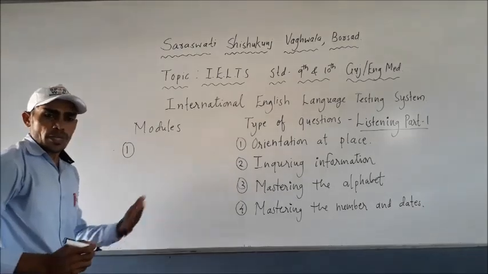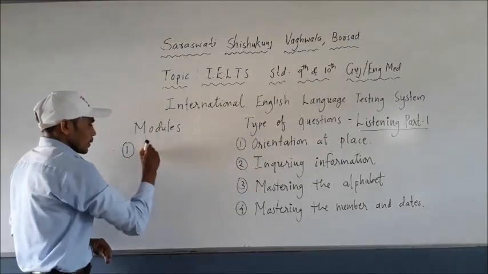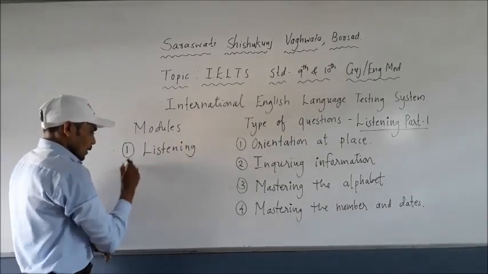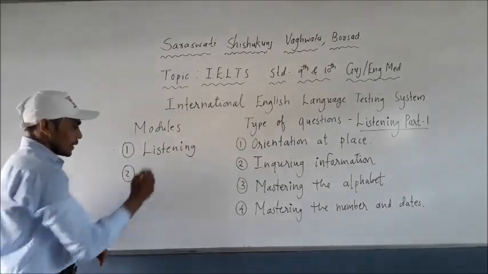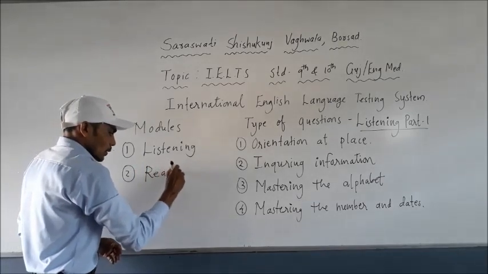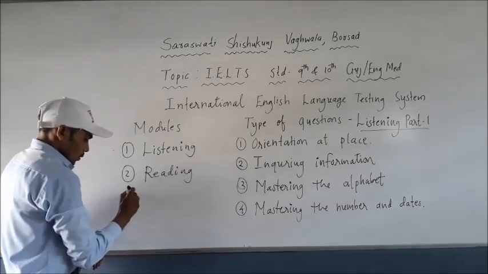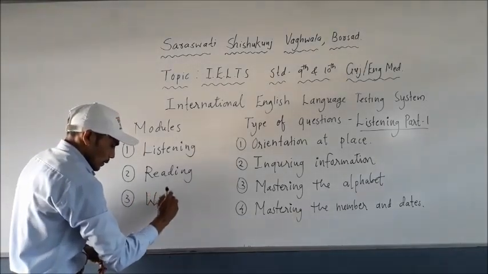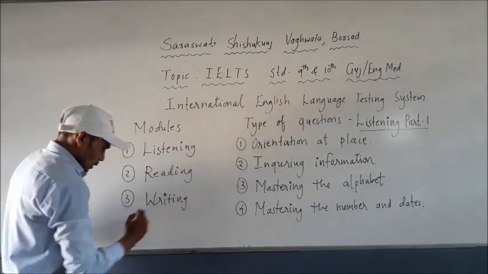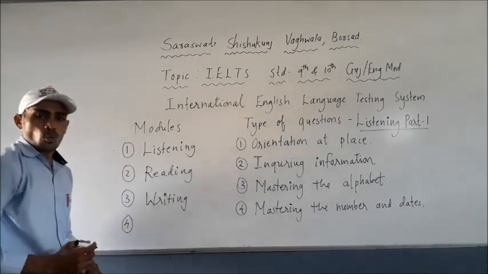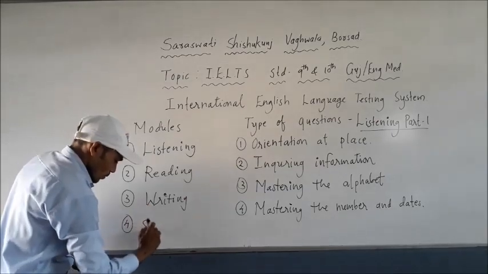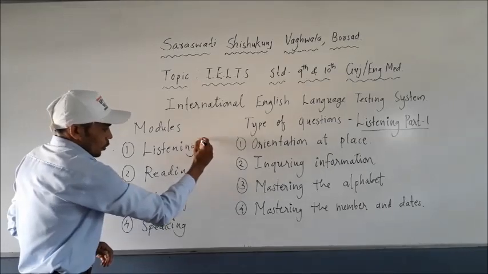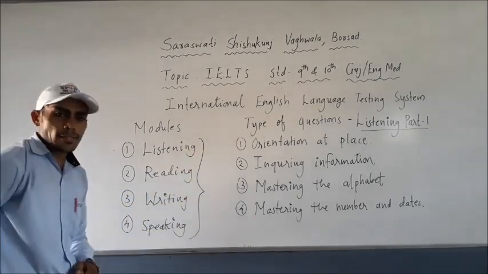The first module we have, that is listening. The second one is reading. The third module, that is writing. And the fourth one, we have speaking. So now there are a total of 4 modules we have in IELTS.